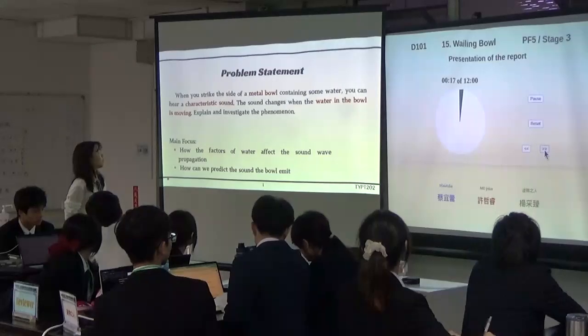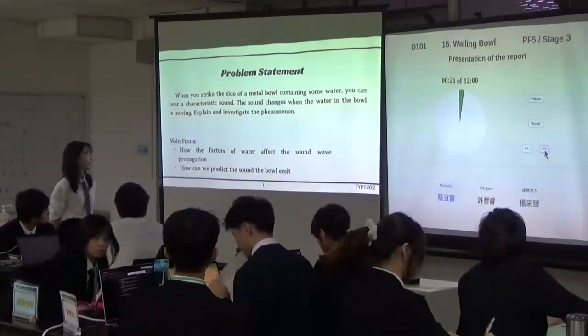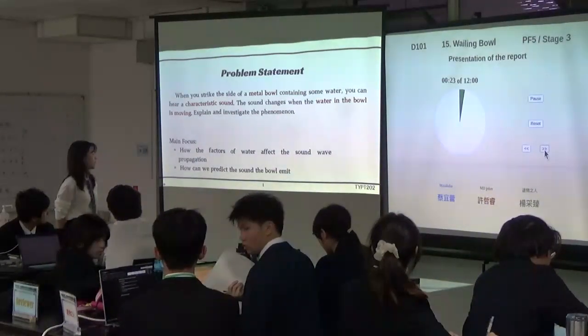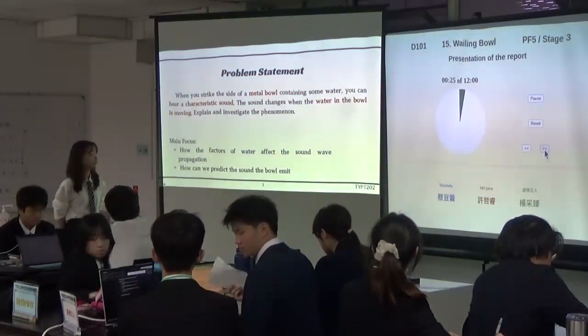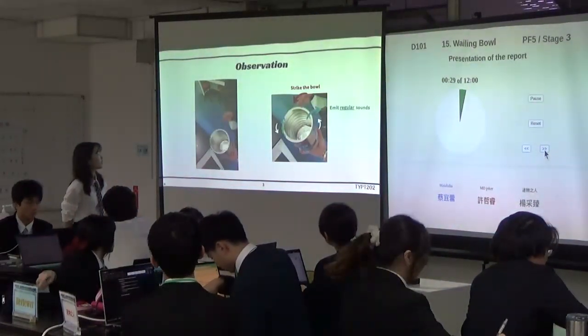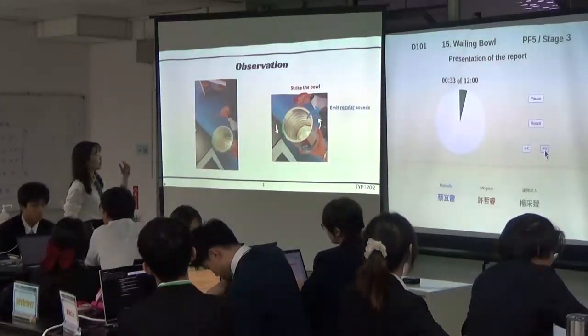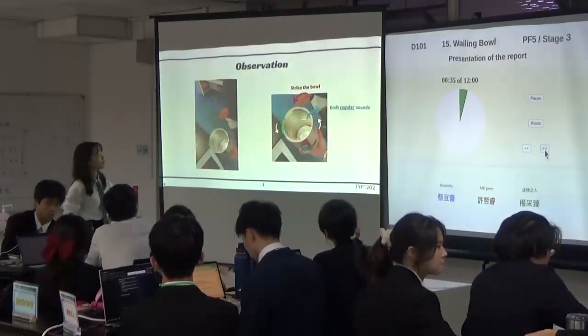Water inside the bowl is moving, and the characteristic sound will change. So our main focus is how to factor out water, perfect the sound with rotations, and how to predict the sound of water. This is my outline. And this is the observation. We can see that when we strike the bowl, it will emit a regular sound when it rotates.